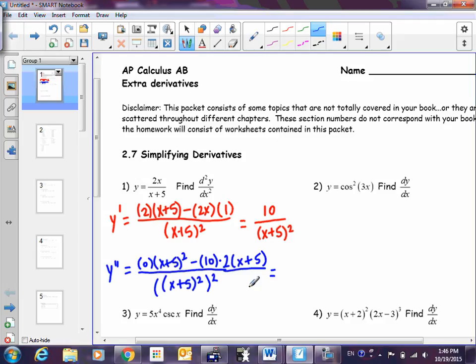Okay, so again, if this was free response, you could just leave your answer like that. But if it's multiple choice, it's going to be simplified. And this one's not too bad because of the whole 0 times. And then instead of distributing on the top here, look what I'm going to do. Negative 10 times 2, that's going to be negative 20. And I'm going to have x plus 5 over x plus 5 to what power? If it's squared, squared, to the 4th.